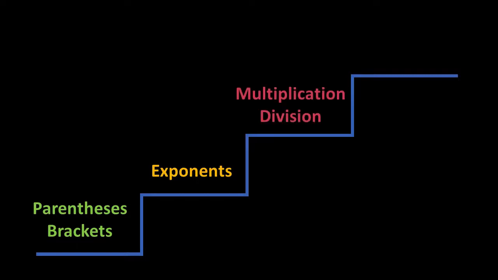First, look for all the parentheses and brackets in the expression and simplify them. Once you're done, you can move on to the next step. Look for the exponents in the expression, and these are the little numbers you see in the top right corner. Then do the multiplication and division, and finally deal with the addition and subtraction.